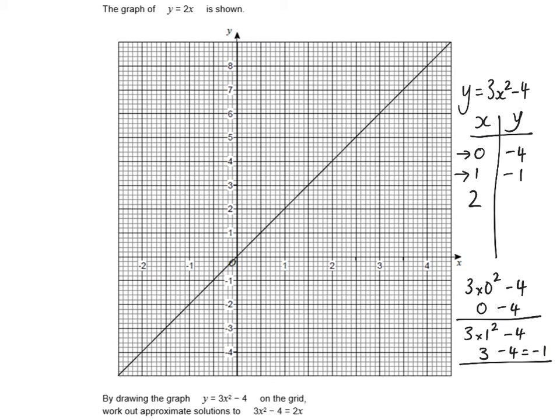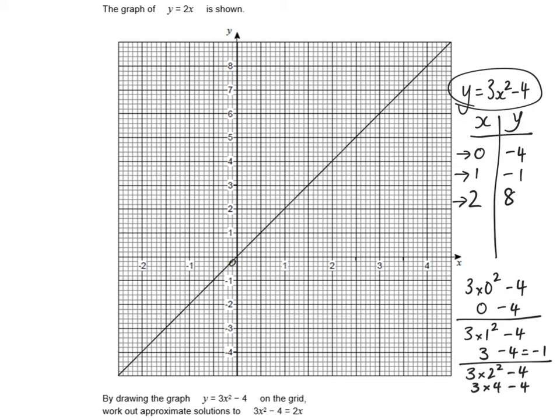Then I'm going to do the next one. Now I'm going to substitute 2 into, and I'm using this equation every time. 3 times 2 squared, subtract 4. Must do the squared first, so this is 3 times 4, subtract 4. That's 12, take 4, that's 8.